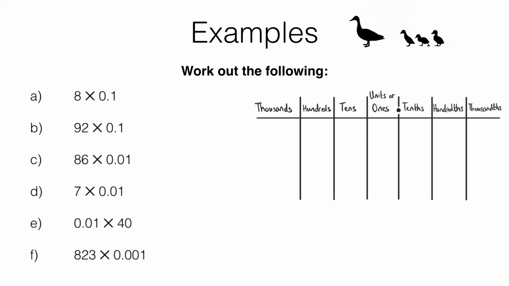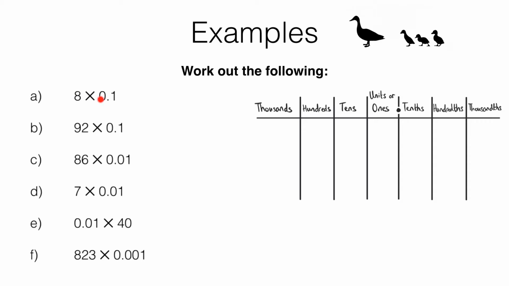In this video, we are looking at multiplying numbers by 0.1, 0.01, and 0.001. The big idea is that multiplying by 0.1 is the same as dividing by 10. Because if you think about it, 0.1 is 1/10. We've got 1 in our tenths place value column.